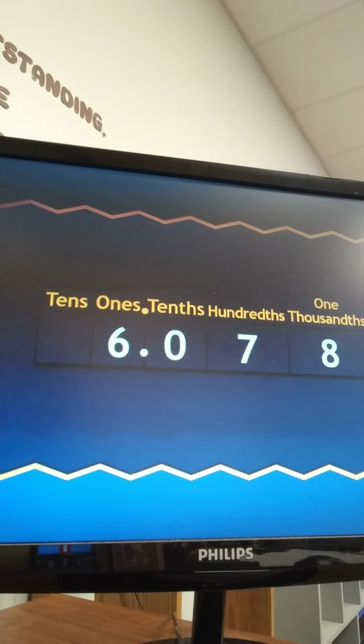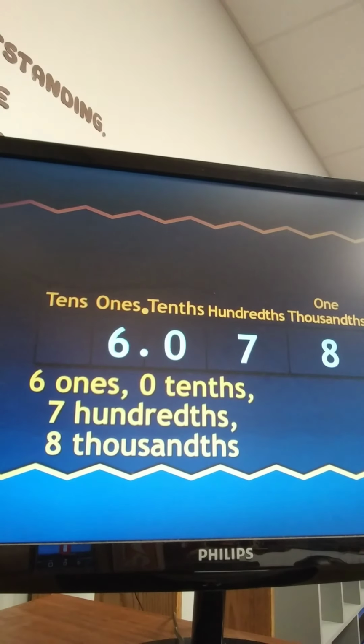6 and 78,000ths, meaning 6 ones, 0/10ths, 7/100ths, and 8,000ths. As a mixed number, we would write that as 6 and 78 over 1,000.